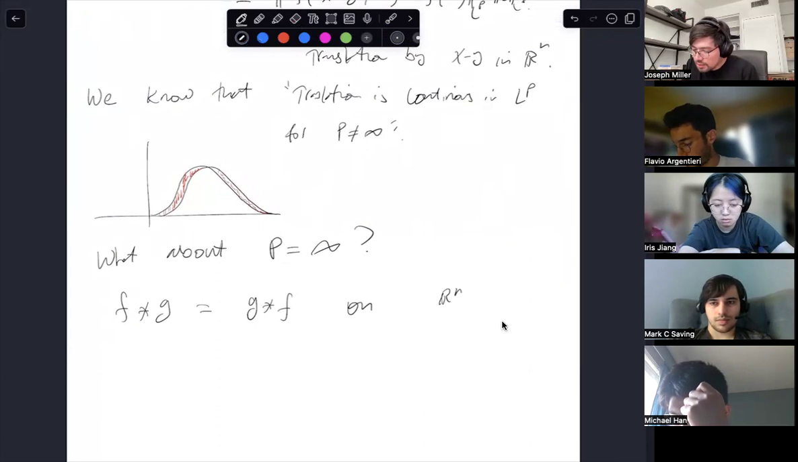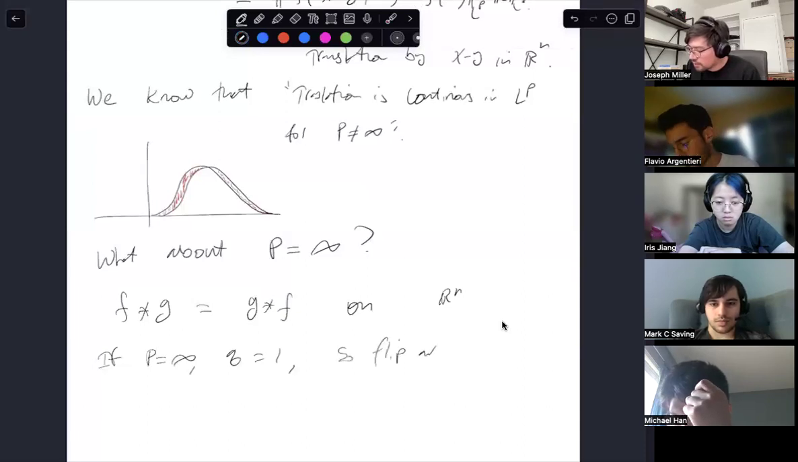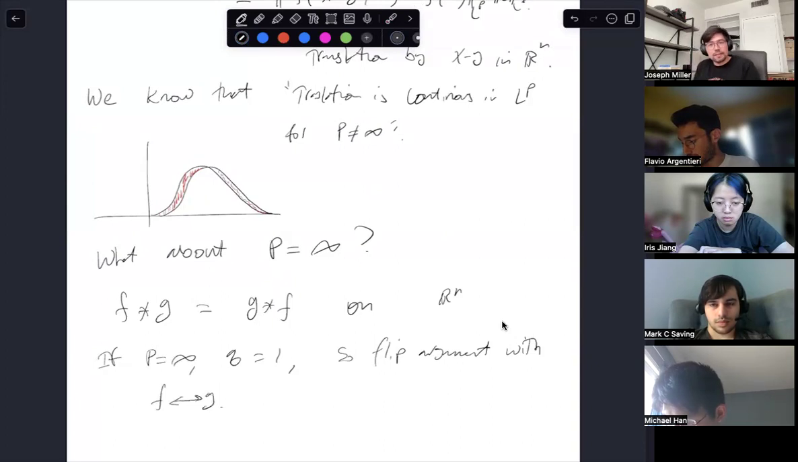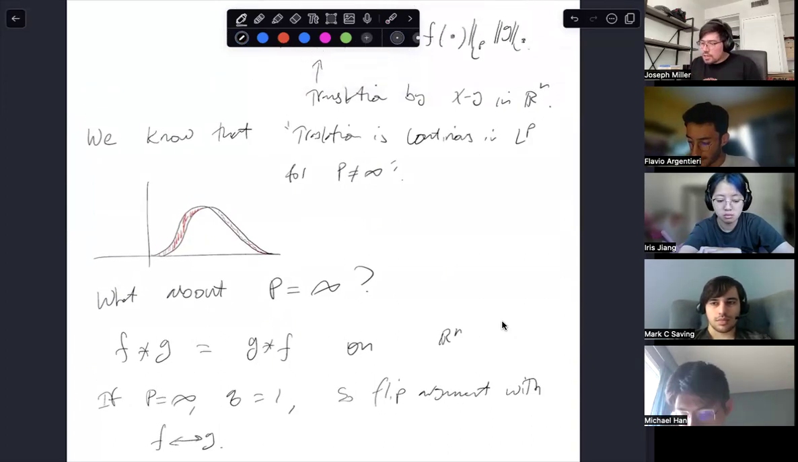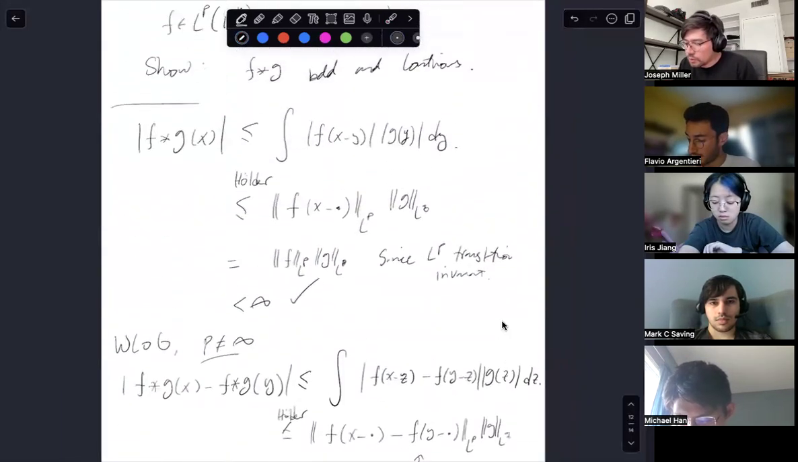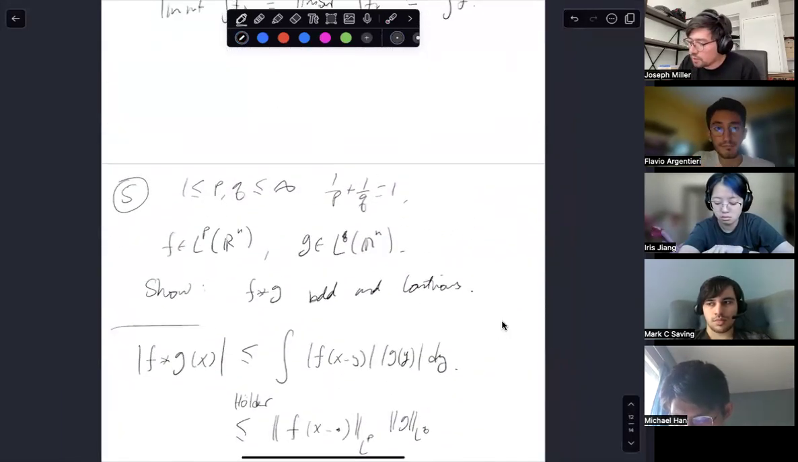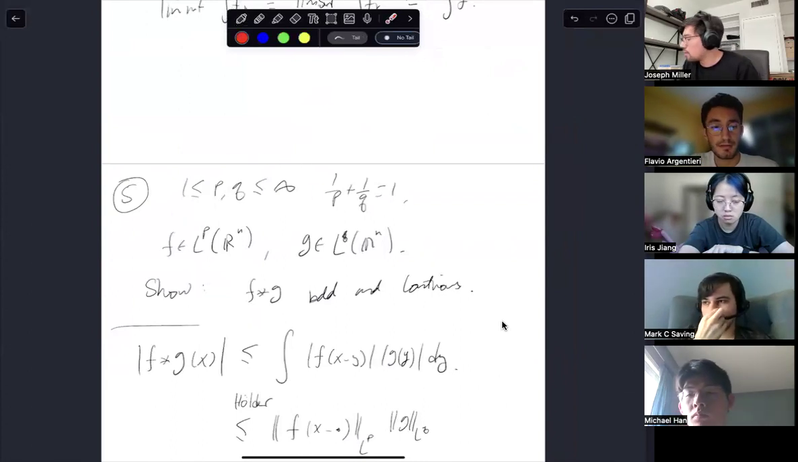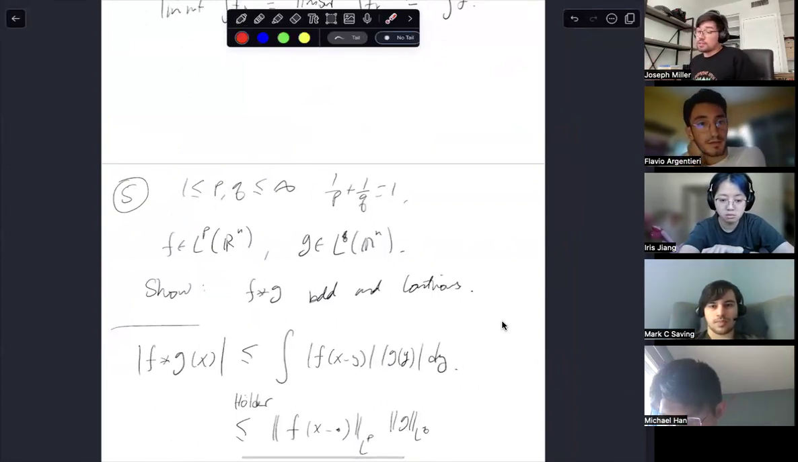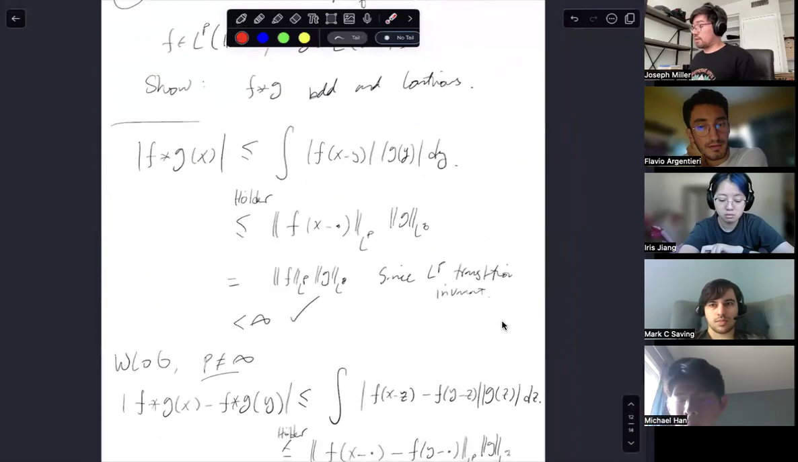So if P equals infinity, Q, which is the conjugate exponent, equals 1. So flip the argument with f and g. Okay, and so that takes care of every case because I needed to include the case where m equals infinity. Okay, and so actually that's the first exam, these 5 problems.